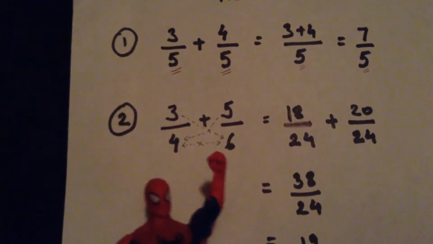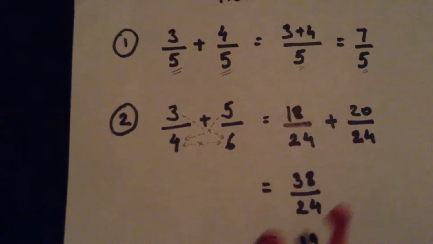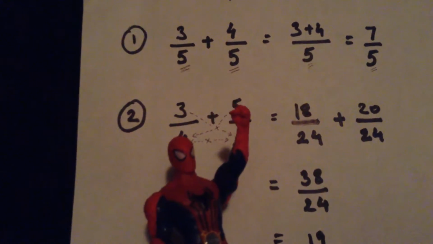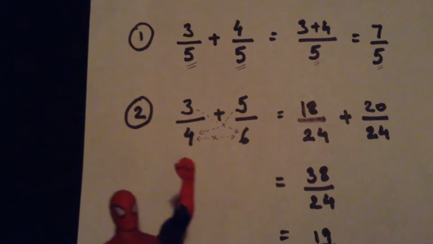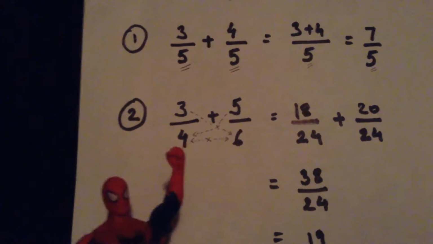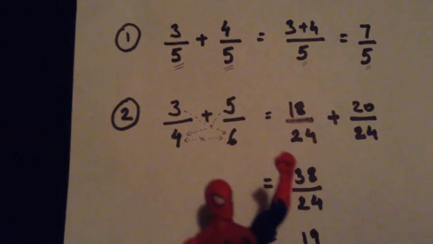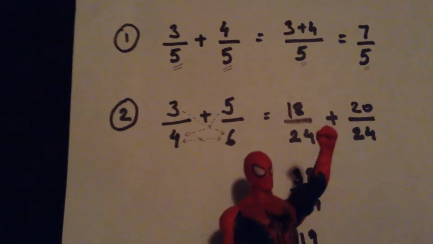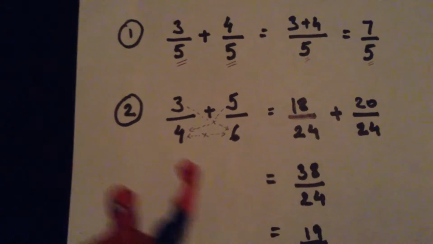And similarly, to rewrite the second fraction, we multiply the numerator of the second fraction with the denominator of the first fraction. So 5 times 4 is 20. So we get 18 over 24 plus 20 over 24.